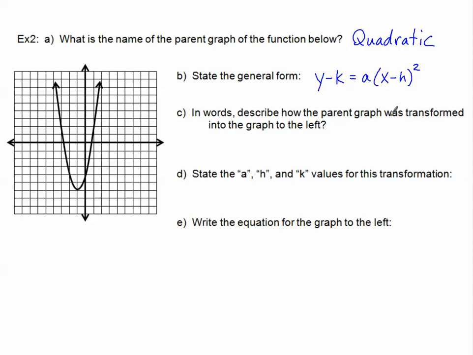In words, let's describe what happened to this parent graph to get to this graph on the left. And again, it's important to find that initial point, that starting point. It's right down here. It's called the vertex. So now I know that I've shifted left 1 unit and I've shifted down 1, 2, 3, 4, 5, 6 units. So I've shifted left 1 unit and I've shifted down 6 units.